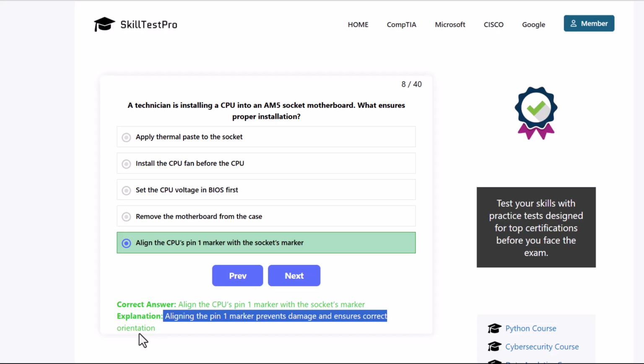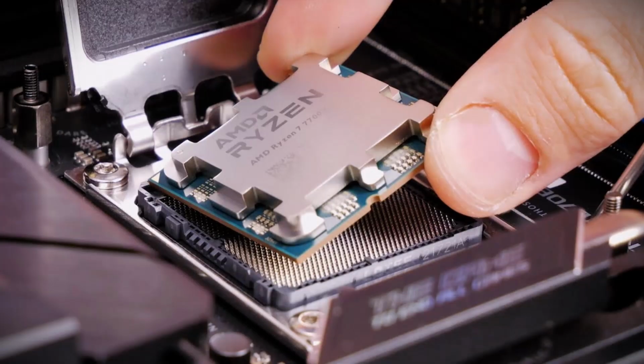As you know, if you have been holding a CPU, or central processing unit, in your hand, there are small needles which need to fit directly into the socket.